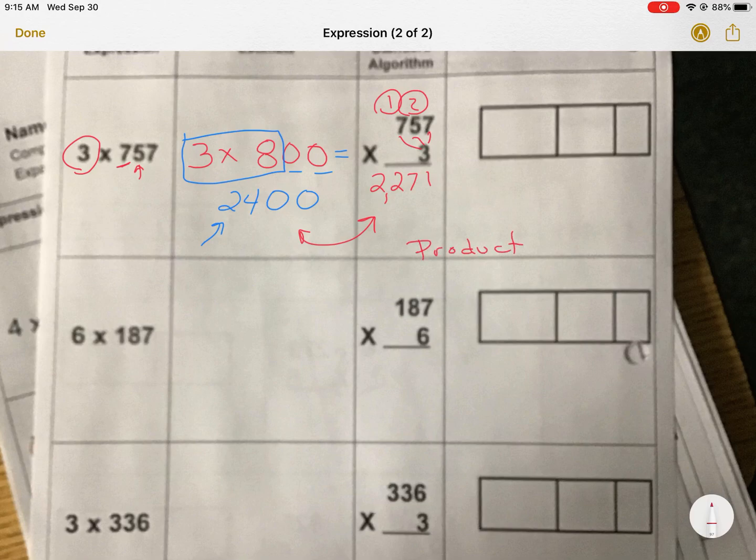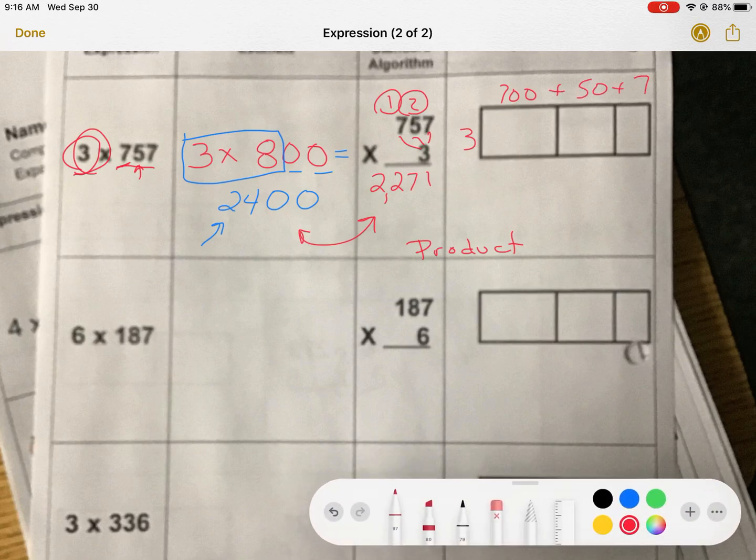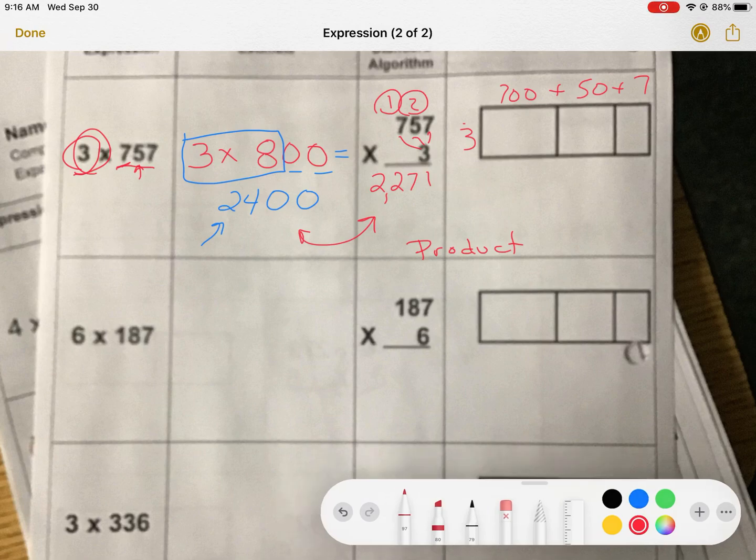Last one in the area model. Again, take that single factor of 3, place it out front. You have a 3-digit factor, so that's why we have 3 boxes. And we're going to expand that to be 700 plus 50 plus 7. And then we're going to use the distributive property to pass that out.